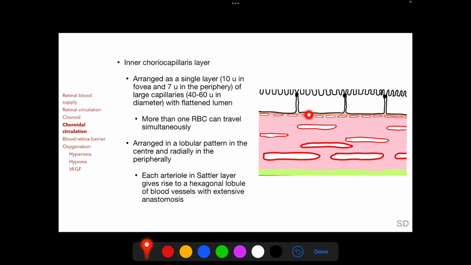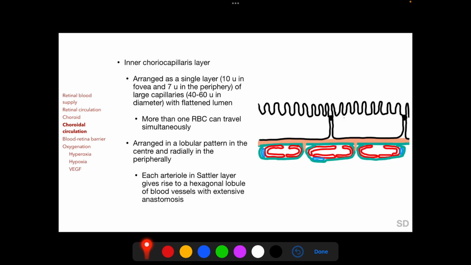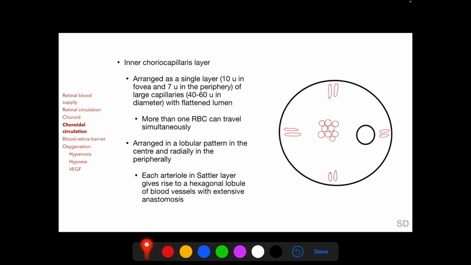And the inner choriocapillaris layer, which is arranged as a single layer of large capillaries with flattened lumen, and more than one RBC can travel simultaneously through the lumen of choriocapillaris. The choriocapillaris is arranged in a lobular pattern in the center and radially in the periphery. Each arteriole in Sattler's layer gives rise to a hexagonal lobule of blood vessels with extensive anastomosis within the lobule.